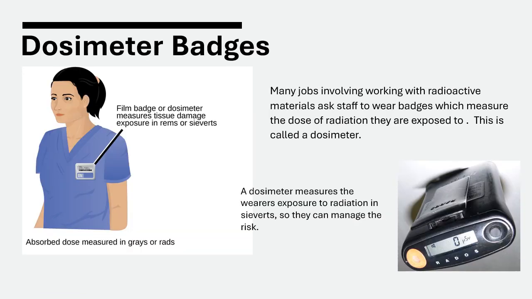Many jobs involving working with radiation ask their staff to wear badges which measure the dose of radiation they are exposed to. This type of badge is called a dosimeter. It measures the wearer's exposure to radiation in sieverts so that they can manage the risk by limiting the amount of time they spend around the radioactive sources.